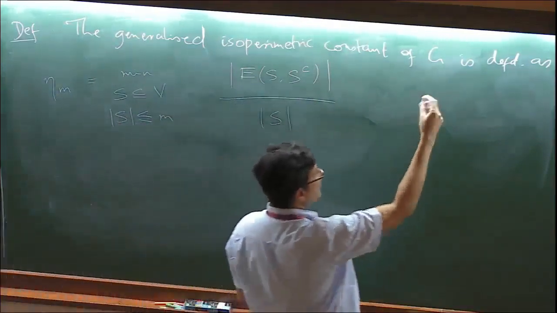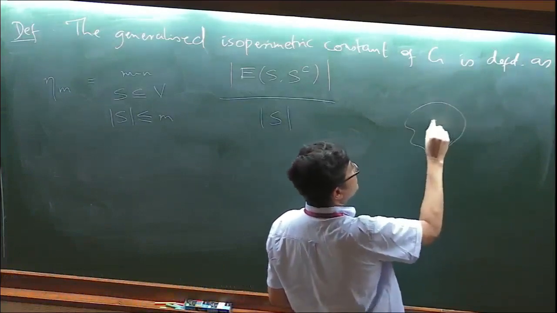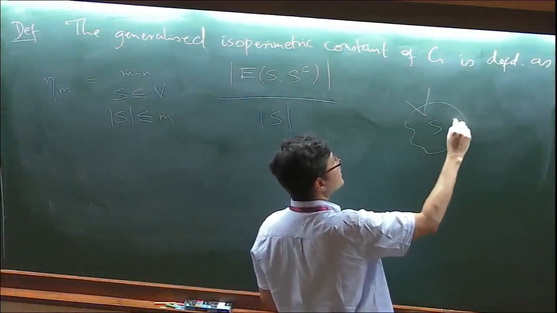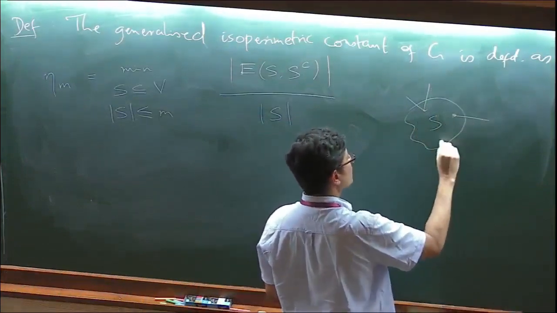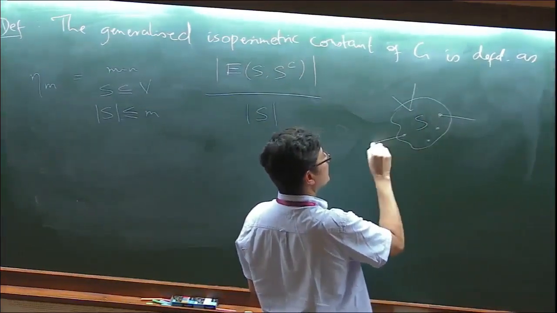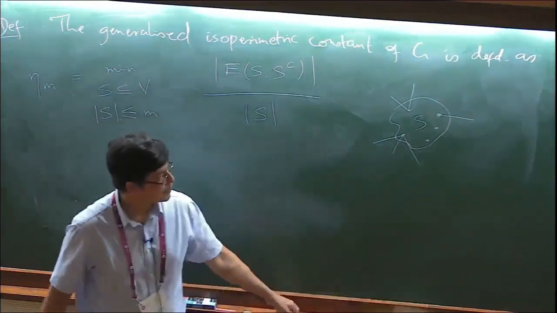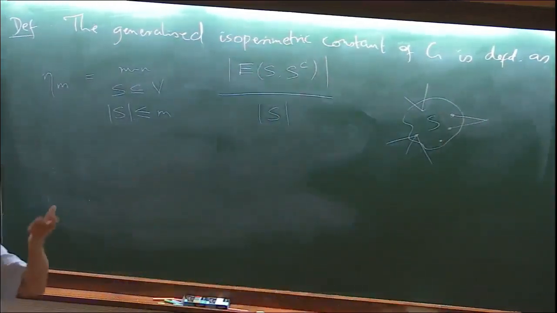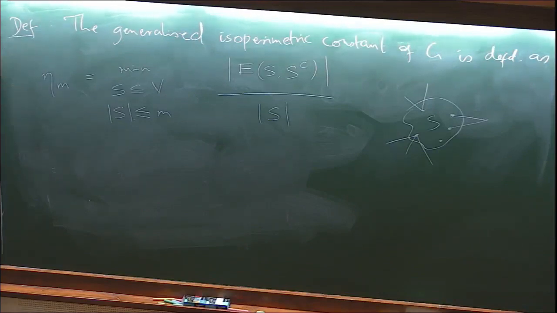Okay, so we have some graph. We pick an arbitrary subset of vertices. We count how many edges go outside. Okay, and some of them may go to the same thing. It doesn't matter. We count the number of edges and divide by the number of vertices. There's also something else which is called the vertex isoperimetric constant. That's not relevant to us.